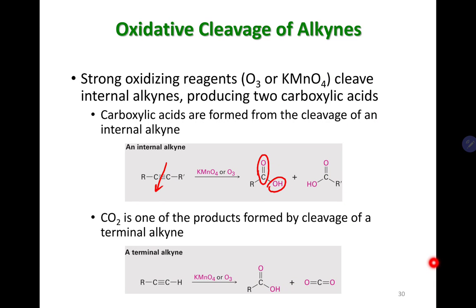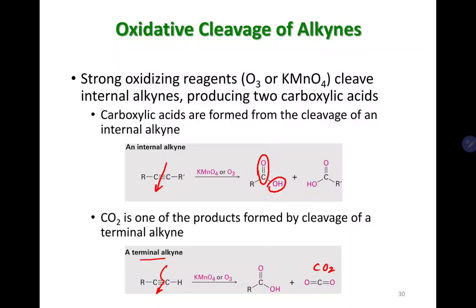Here is another example. Here you have a terminal alkyne. Terminal alkynes are a little bit different, and when you cut through this, you will get a carboxylic acid from the R group. But the one carbon that you have in the terminal will not give you a carboxylic acid. Instead it will give you carbon dioxide. So that is unique, you might want to remember that.